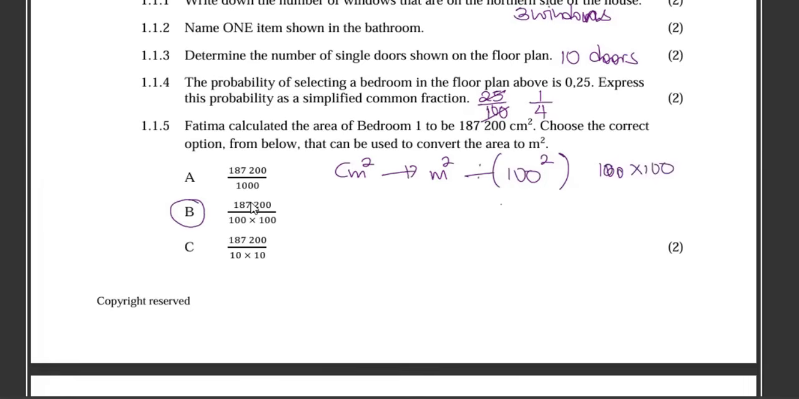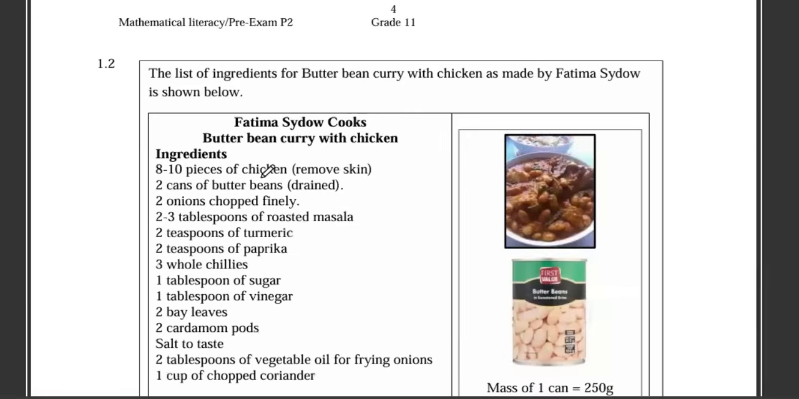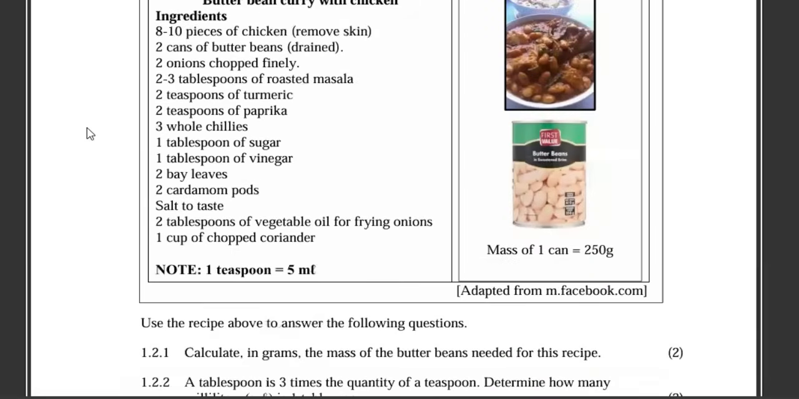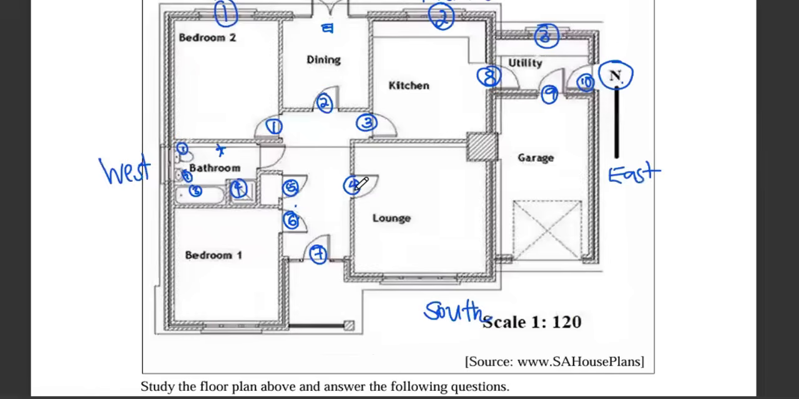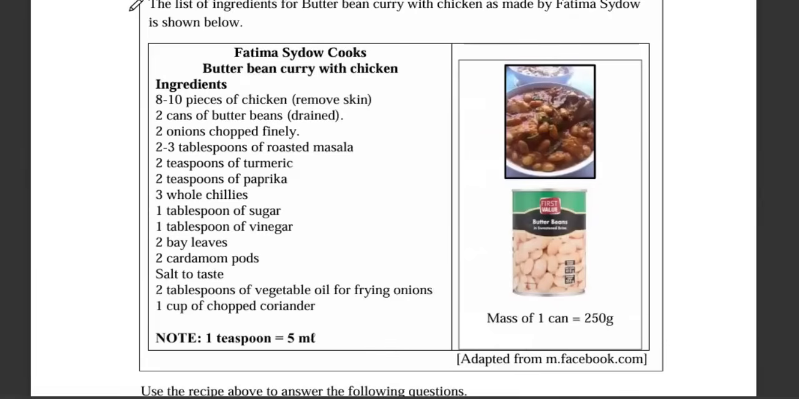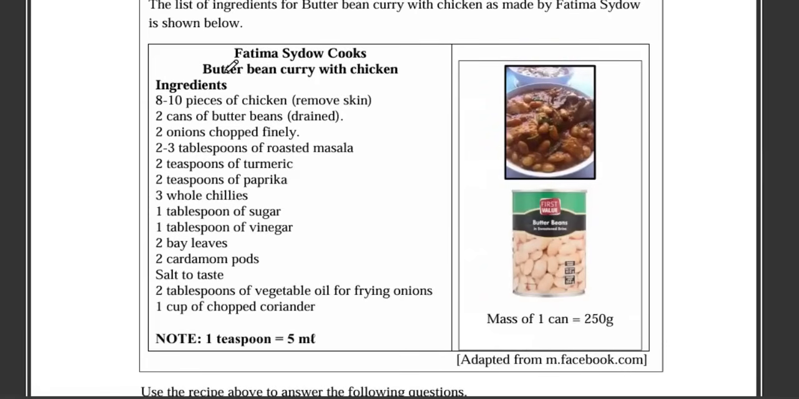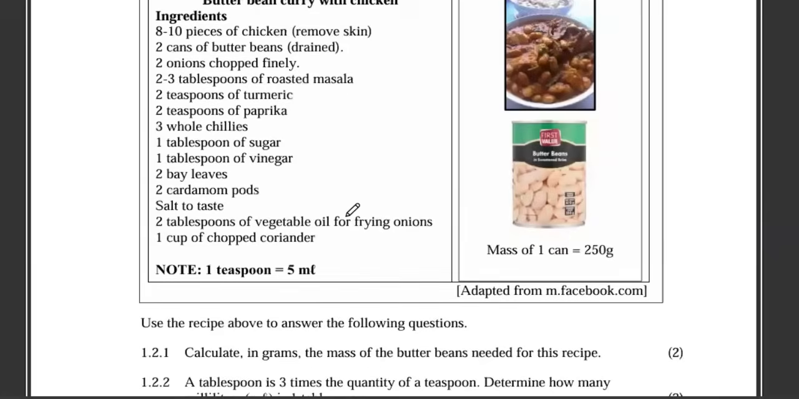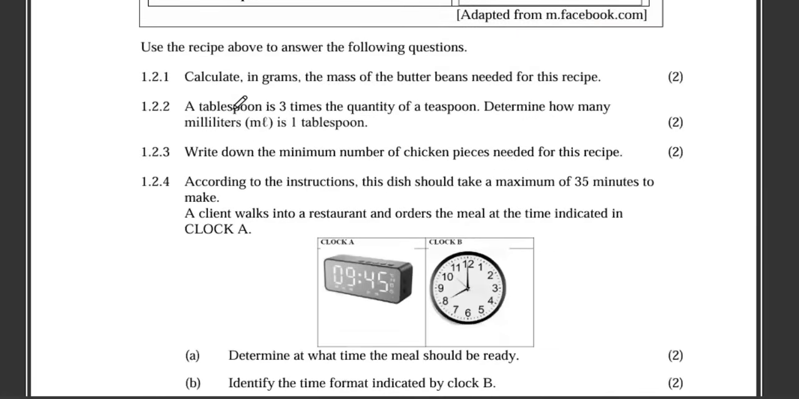Okay. We go on and we look at question number 1.2. 1.2 states that the list of ingredients for butter bean curry with chicken as made by Fatima is shown below. All right. These are the ingredients. The items are going to be used. Okay, there we go. They're telling us, calculate in grams the mass of the butter beans needed for this recipe.